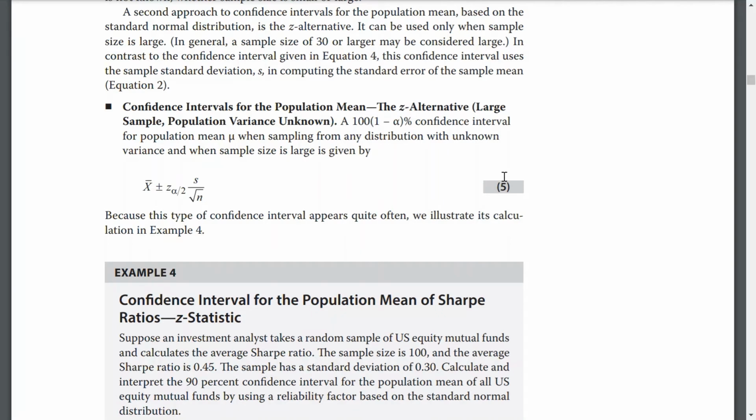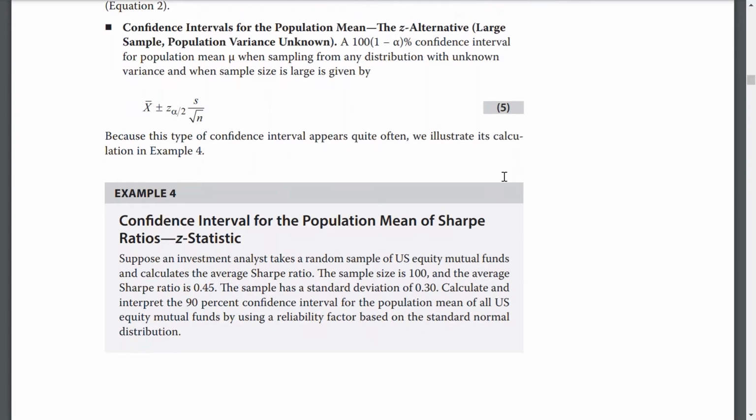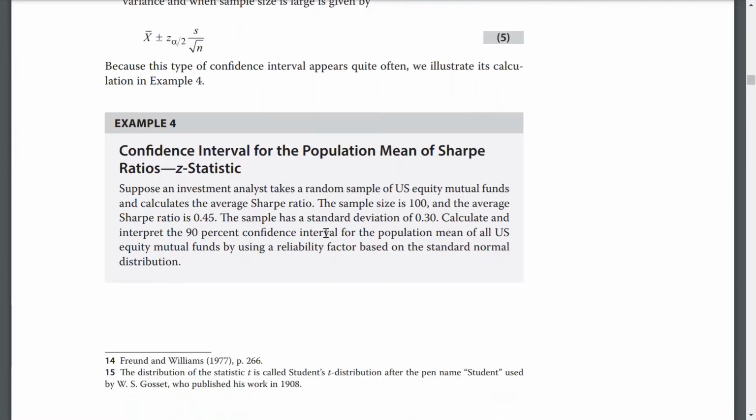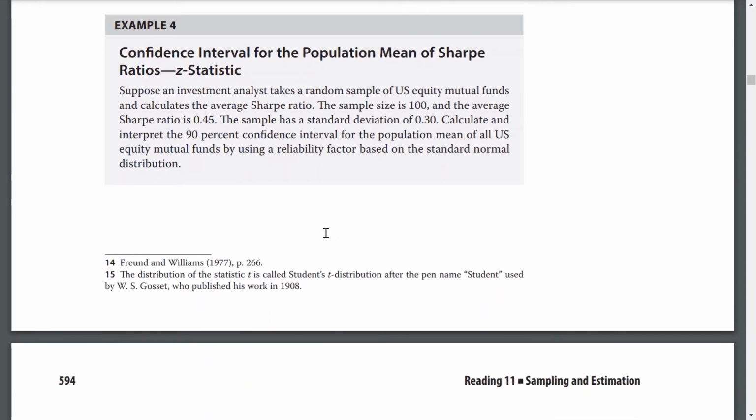So that looks like this. Because this type of confidence interval appears quite often, we illustrate the calculation in example 4. Confidence interval for population mean of Sharpe ratio with z statistic. Suppose an investment analyst takes a random sample of U.S. equity mutual funds and calculates the average Sharpe ratio. The sample size is 100 and the average Sharpe ratio is 0.45. The sample has a standard deviation of 0.3.